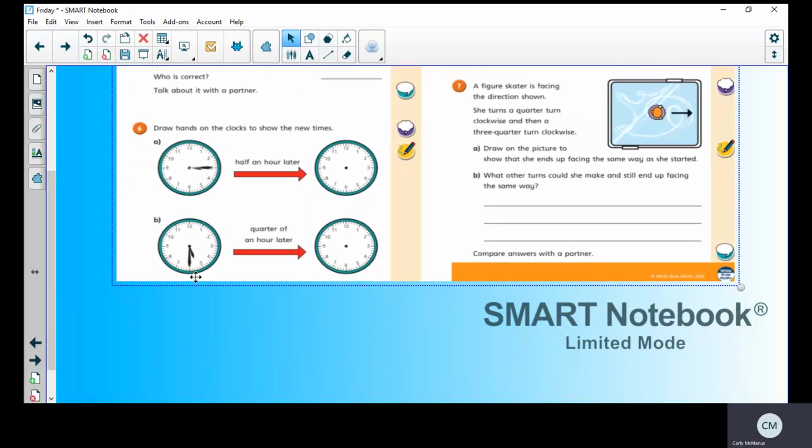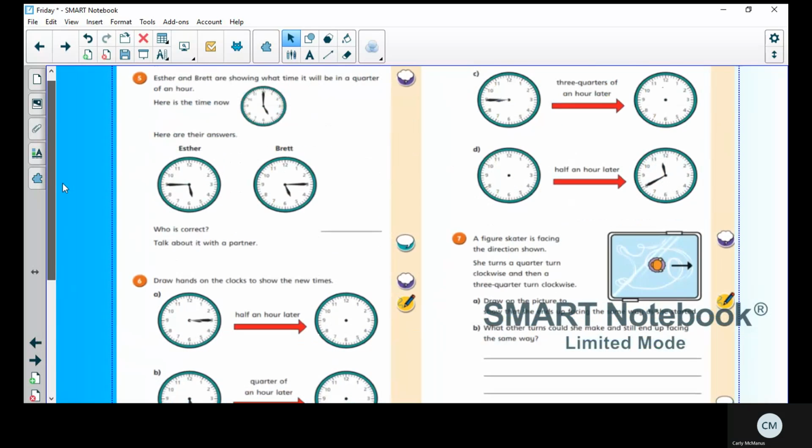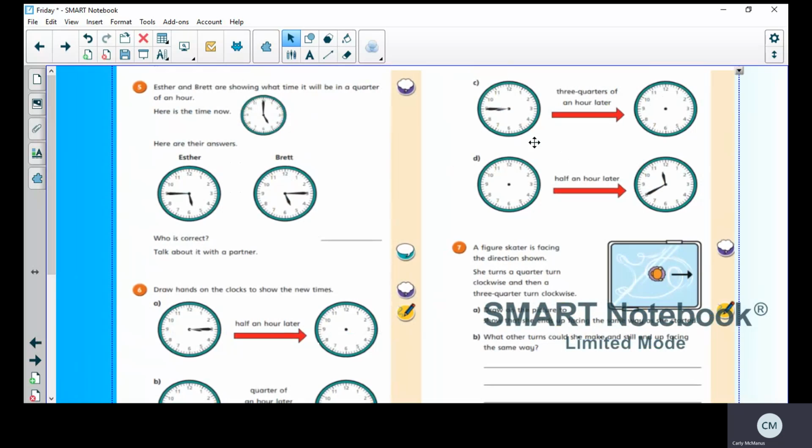Then here you've got the minute hand on the 6th. It says a quarter of an hour later. So you're going to move the minute hand 1/4 of the clock and draw it out. So it doesn't matter if you can't tell the time. It's about knowing what half a clock is, what a quarter of a clock is, and what 3/4 of a clock is.